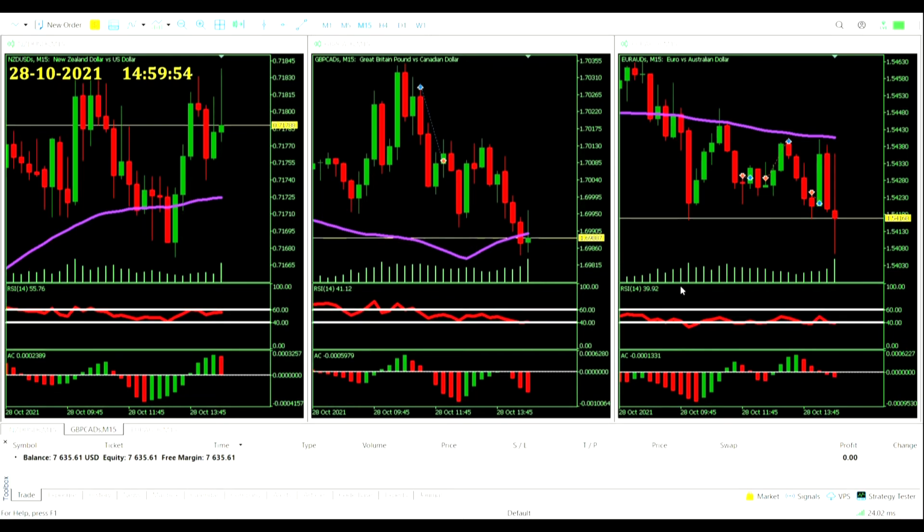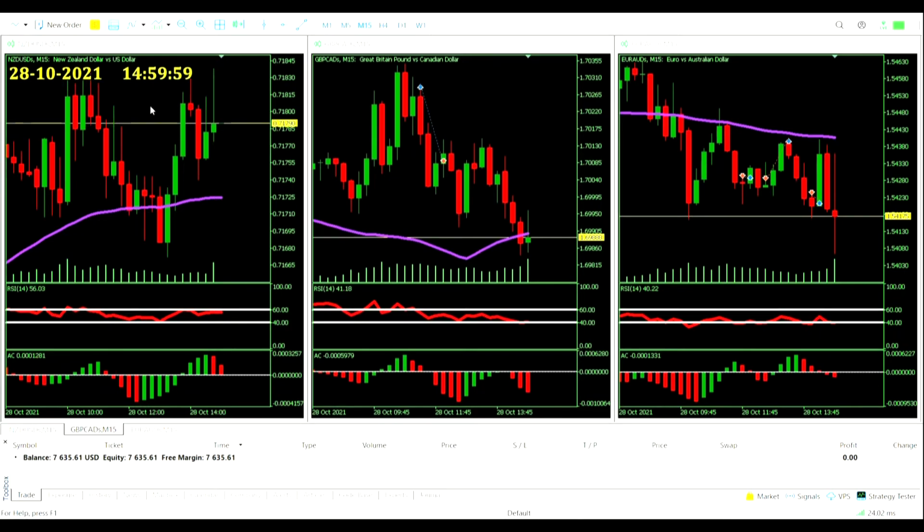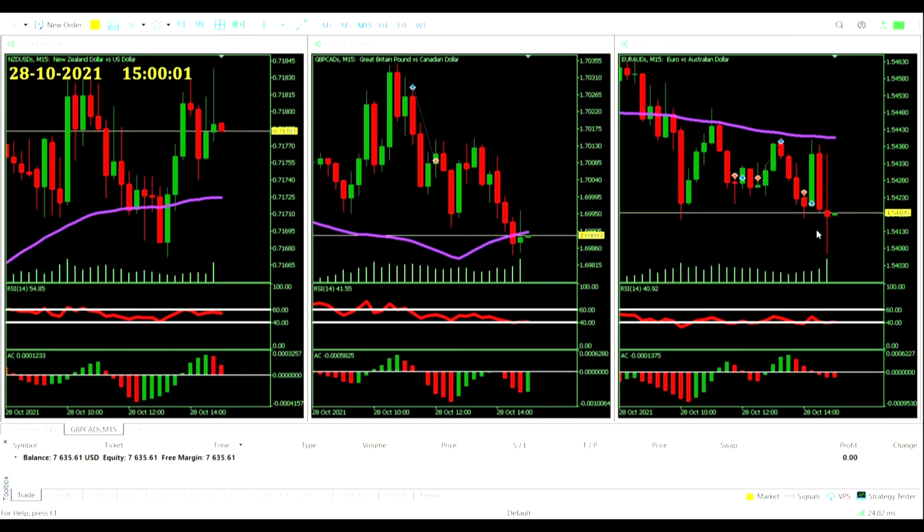And it's very close to giving us a signal on the Euro Aussie dollar. Again, a sell signal. Is it going to come? We're going to roll over in 1 second. It doesn't quite come.